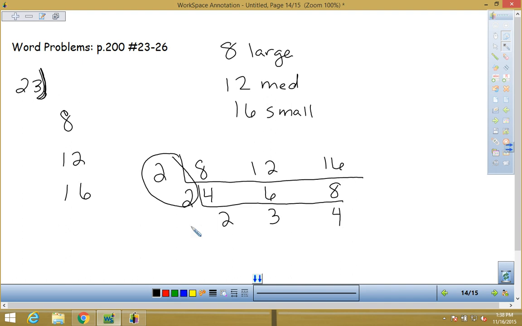Now I have to do my next step, which is what, Haley? Multiplying the 2s, right. And I get 4 for my GCF. So for number 23, this answers the greatest number of photos that could be on each page. Okay? Now look at 24. 24 says, how many pages will she use in all? How would we solve that? How would we use our GCF to solve number 24?